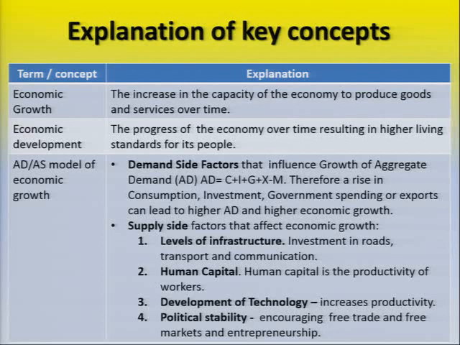Right? This is what we have looked at so far: economic growth, the increase in the capacity of the economy to produce more goods and services over time, and economic development, the progress that the economy has made over time, which has resulted in better living standards or an improvement in the living standards of people. We have looked at the aggregate demand and aggregate supply model of economic growth. The aggregate demand side influences economic growth, where we've looked at aggregate demand equals C plus I plus G plus X minus M.